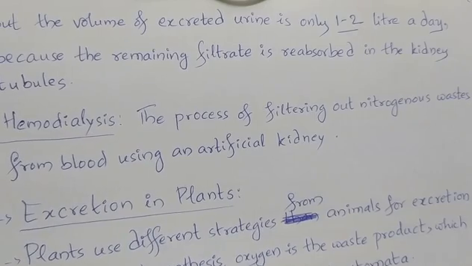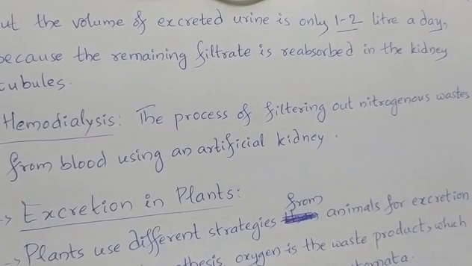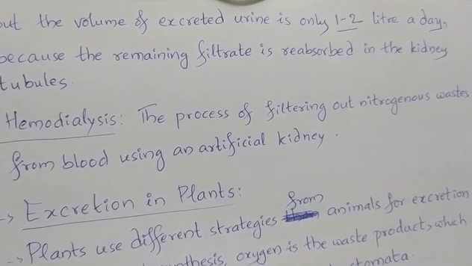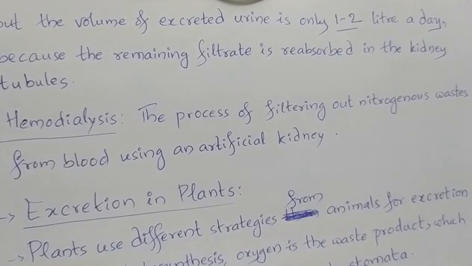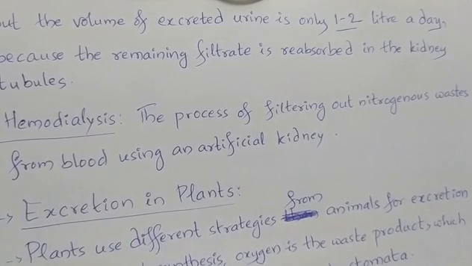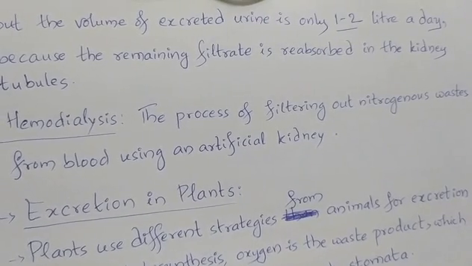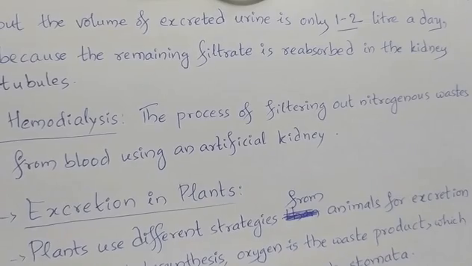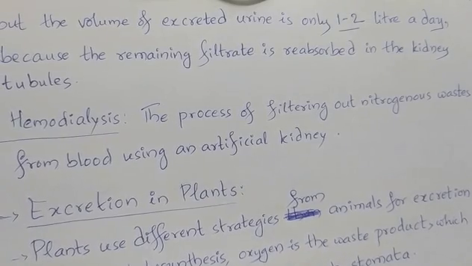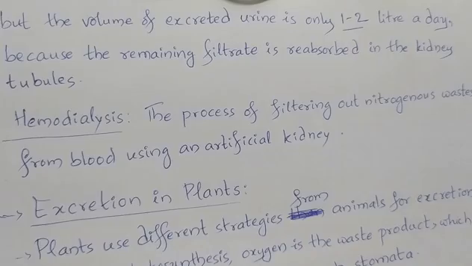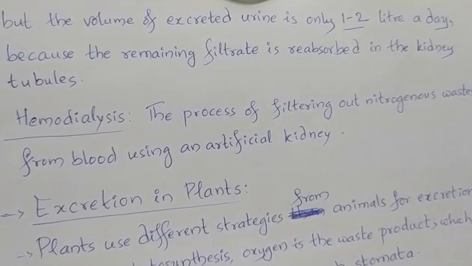Out of 180 liters of initial filtrate, about 178 to 179 liters is reabsorbed in the kidney tubules. So we have learnt about the functional unit of the kidneys. The functional unit of the kidneys are nephrons. In the nephrons, there is a tubular portion through which the reabsorption process occurs. So about 178 to 179 liters of initial filtrate will be reabsorbed through the tubular portion.